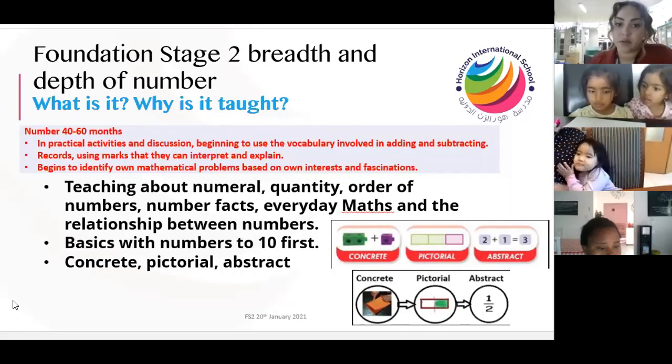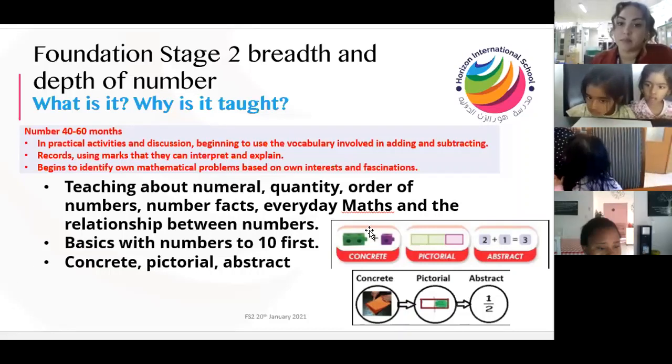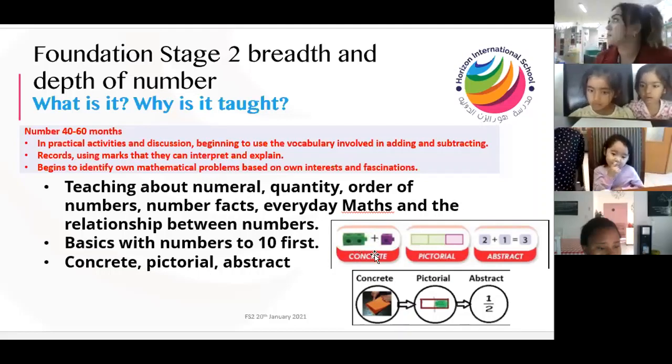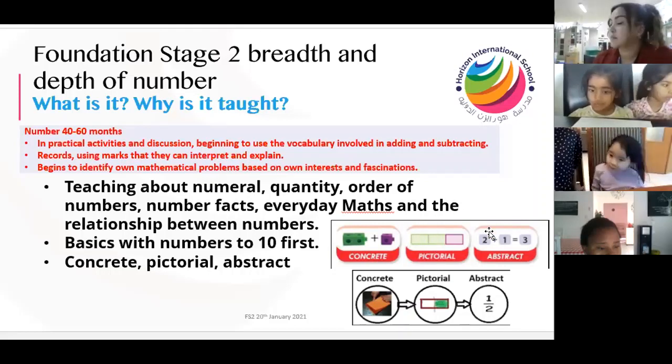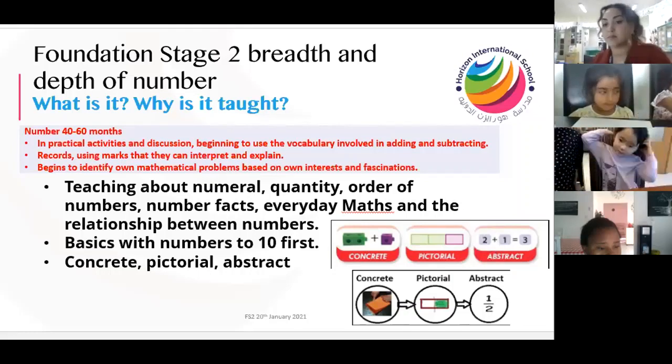And the use of everyday maths that we use in our daily lives. We start with the basics, with numbers to 10 first, and we want children to have an understanding. So we start with the concrete, which is using the resources that we have in school, for example, blocks and cubes and Numicon and those kind of things. Then we move on to the pictorial, so for them to represent the numbers, and then moving on to the abstract, where we're just using numerals.